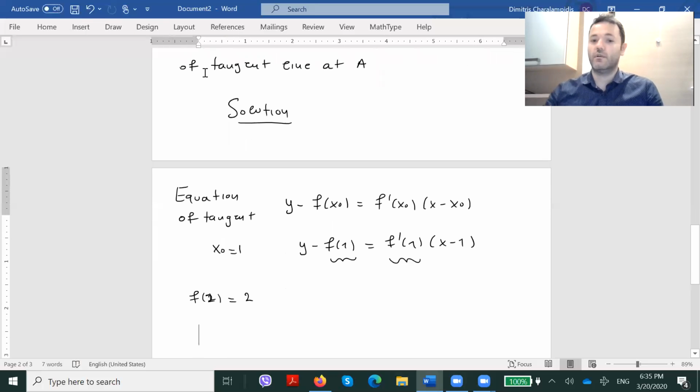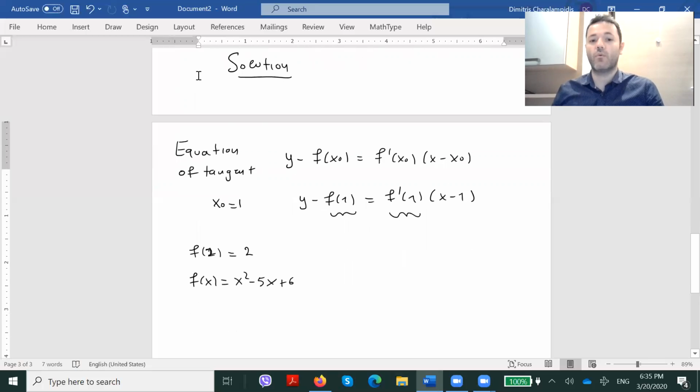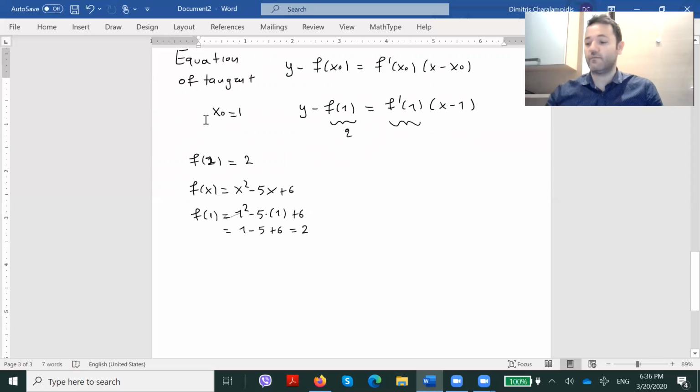If it wasn't given, then we would simply go to f of x, which is x squared minus 5x plus 6, and simply plug in 1 in place of x. By doing that, we would get that f of 1 equals 1 squared minus 5 times 1 plus 6, which is equal to 1 minus 5 plus 6, which is indeed equal to 2. And this means that f of 1 equals 2, and we now need the value of f prime of 1.